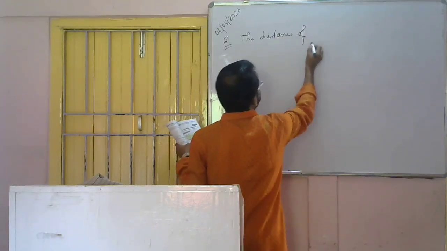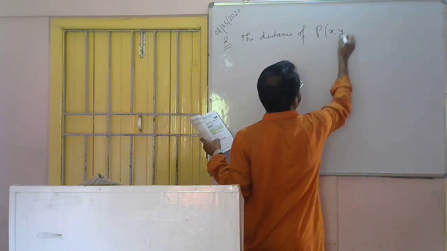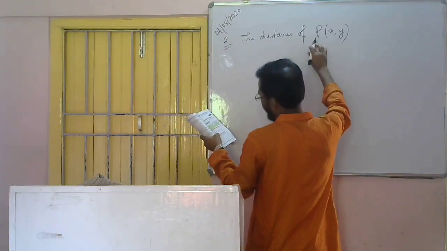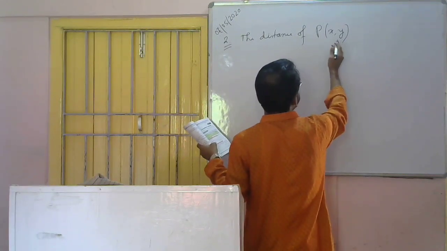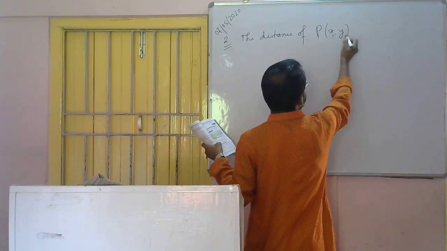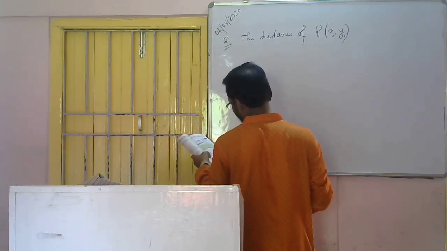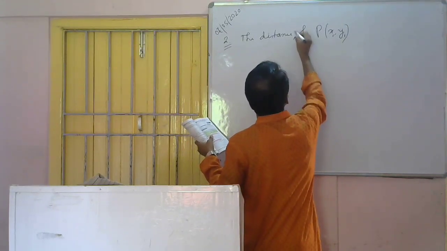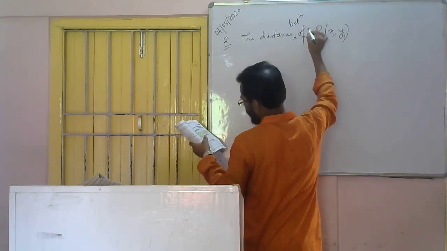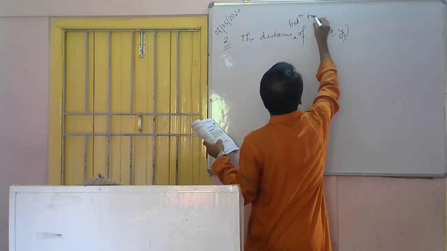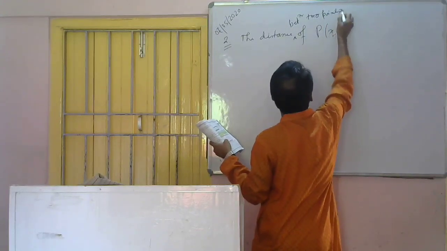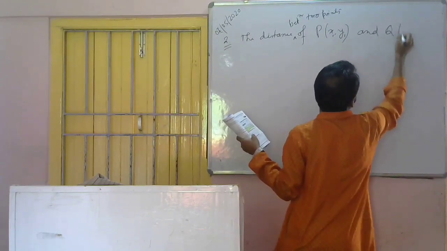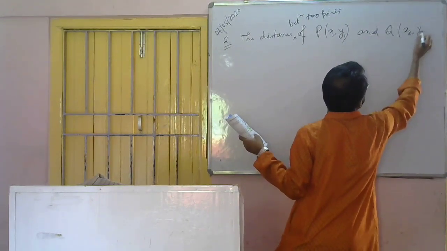The distance between two points. Here there are two points, denoted by the coordinates x1, y1. The first one is P(x1, y1), and the distance is between the two points P(x1, y1) and Q(x2, y2).